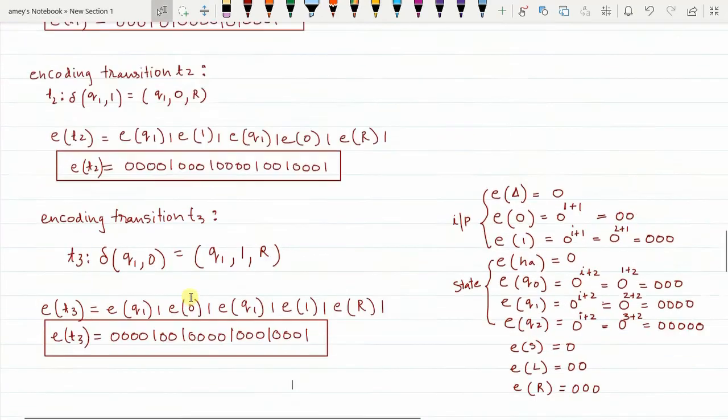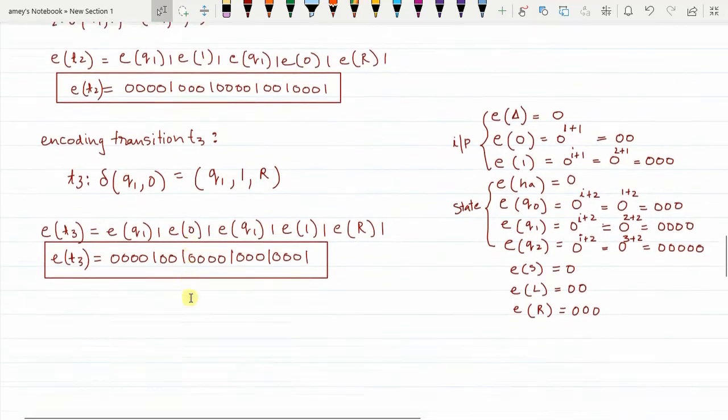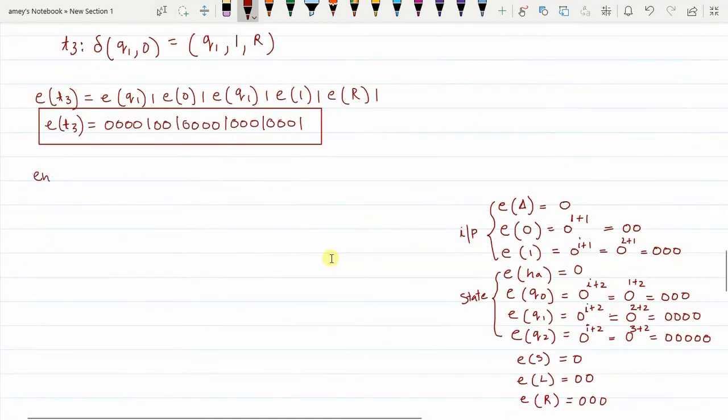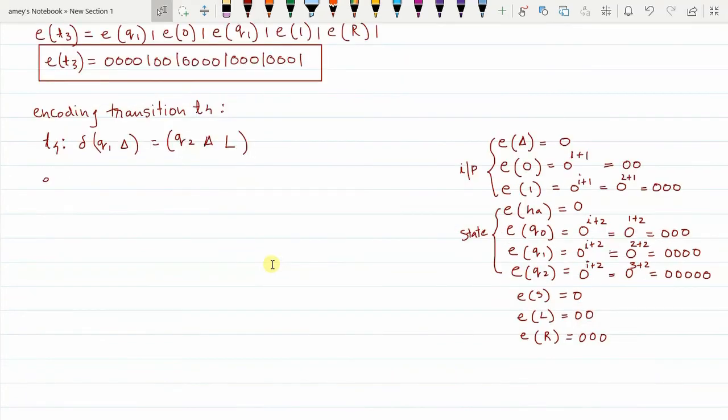Yes. Similarly, we have to find out encoding for T4, encoding transition T4. So encoding for T4 can be written as encoding for Q1 separate with 1, encoding for delta separate with 1, encoding for Q2 separate with 1, encoding for again delta separate with 1, encoding for left moment separate with 1.